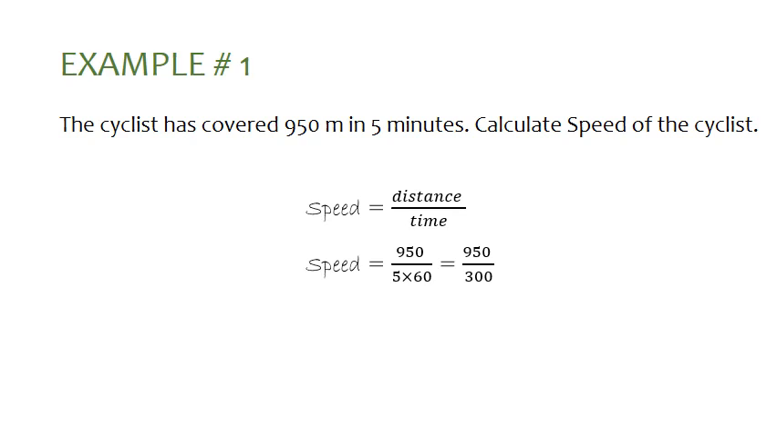For that, we need to multiply 5 by 60. So we will get 950 upon 300. 300 is your time in seconds for 5 minutes. After dividing these values, we will be able to get 3.16 meter per second.